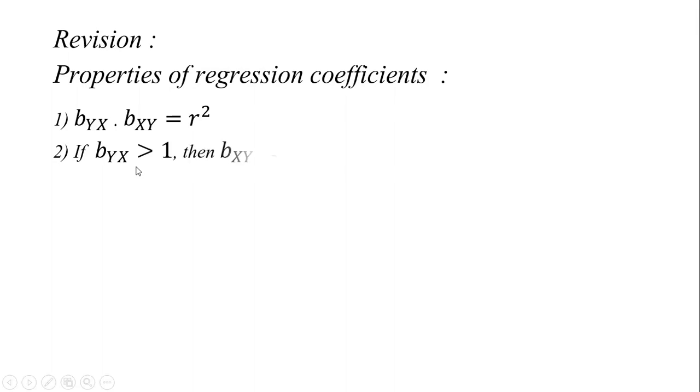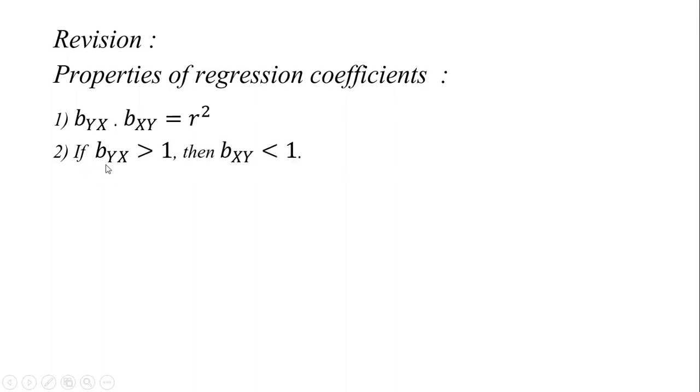Let us revise properties of regression coefficients. First, byx into bxy is equal to r square. Byx and bxy are regression coefficients and r is correlation coefficient. Byx is regression coefficient of y on x and bxy is regression coefficient of x on y.